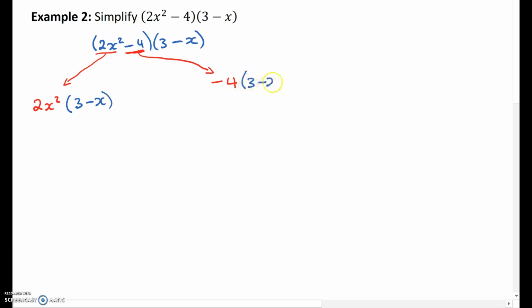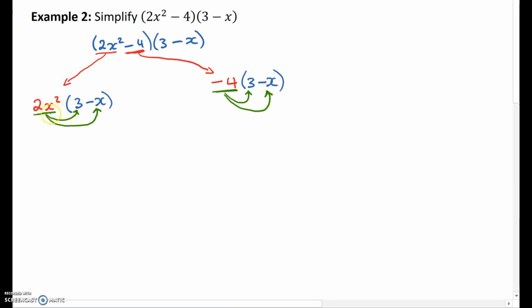Okay, now this is going to be a quicker video because I'm not going to write out the steps involved in multiplication and addition again. If you want that, go back and look at the first video on distribution. So we're going to take the 2x squared, we're going to multiply it by 3, and we're also going to multiply it by negative x. Then we're going to take the negative 4, and we're going to multiply it by 3, and we're going to multiply it by negative x. Okay, so that's what we're about to do here now.